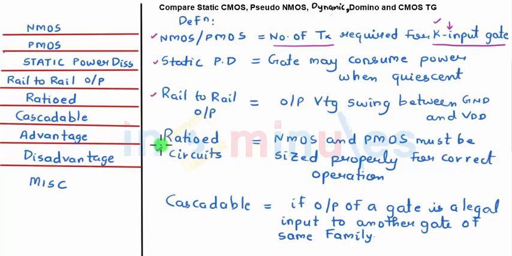Ratioed circuit: for correct operation, does this family need to size its PMOS and NMOS transistors? That is what we are going to see. And cascadable: does the family give me an output which can be considered as a legal input to another gate of the same family? We'll see this. I think you have understood which family is coming under which category. We'll quickly see this one by one.